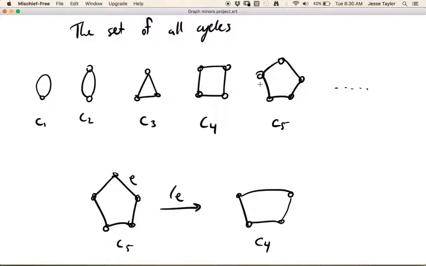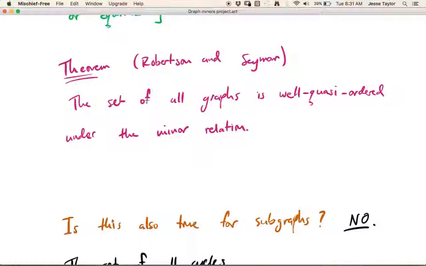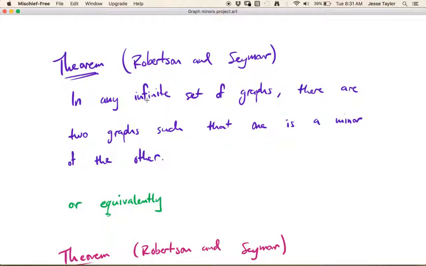So of course, these are all minors of each other. C4 is a minor of C5, C3 is a minor of C4, C2 is a minor of C3, and so on. And it turns out that for any infinite set, you have to have two that are minors. So that's a very brief introduction to the Graph Minors project, and this is the result that they prove: any infinite set of graphs, there are always two such that one's a minor of another.